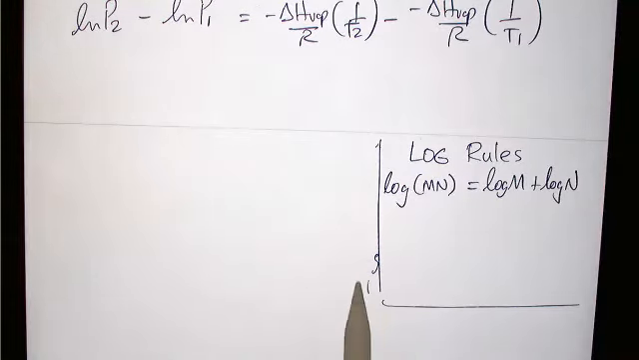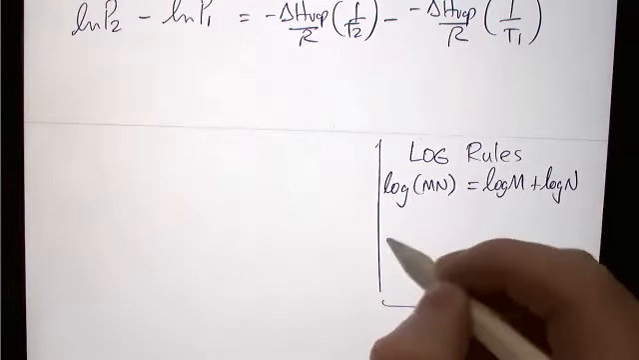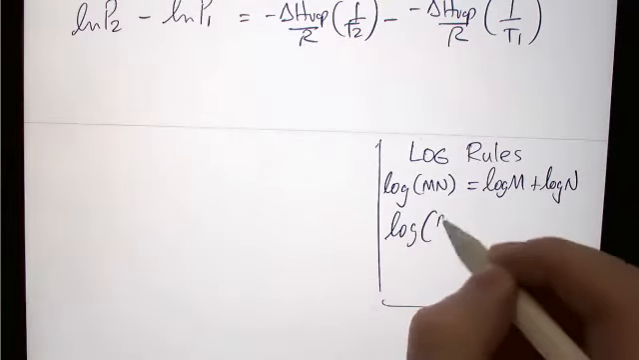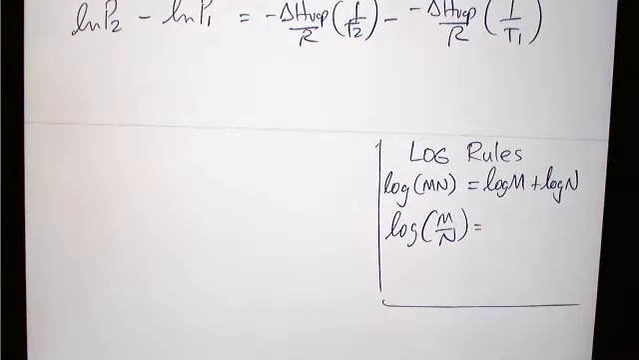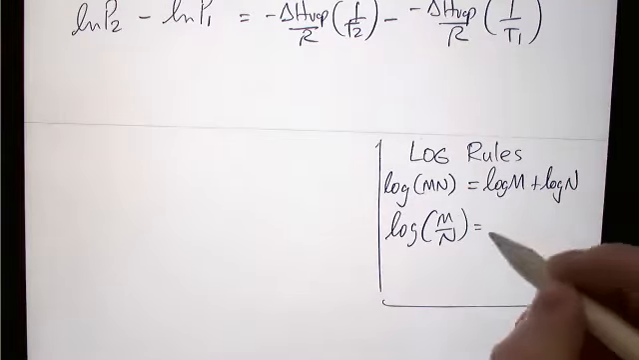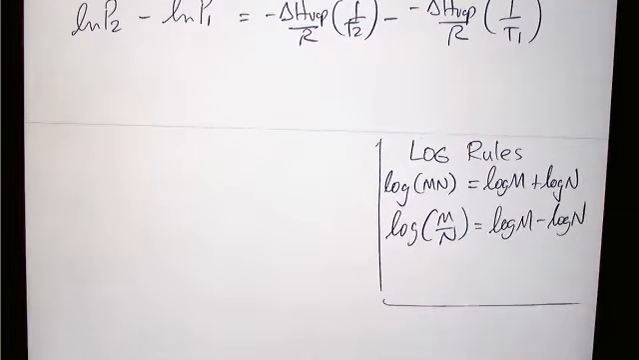If there's a product rule, there's probably a quotient rule, isn't there? The log of m divided by n. What would that equal? Can someone guess what that will equal? Log of m minus log of n. Very good. We're going to use that rule when we go back to Clausius Clapeyron.